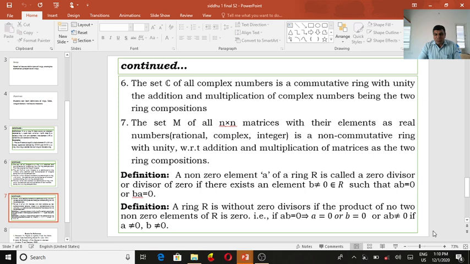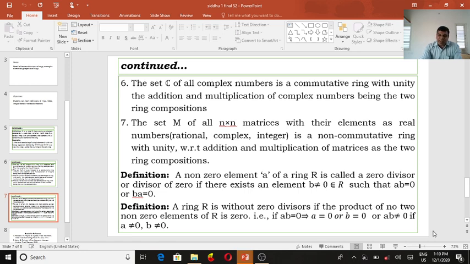Now we come to extend these examples. Suppose we take Z6. What is Z6? 0, 1, 2, 3, 4, 5. See, I take 2 in Z6 and 3 in Z6. 2 is not equal to 0, and 3 is not equal to 0. You are choosing non-zero elements in Z6.